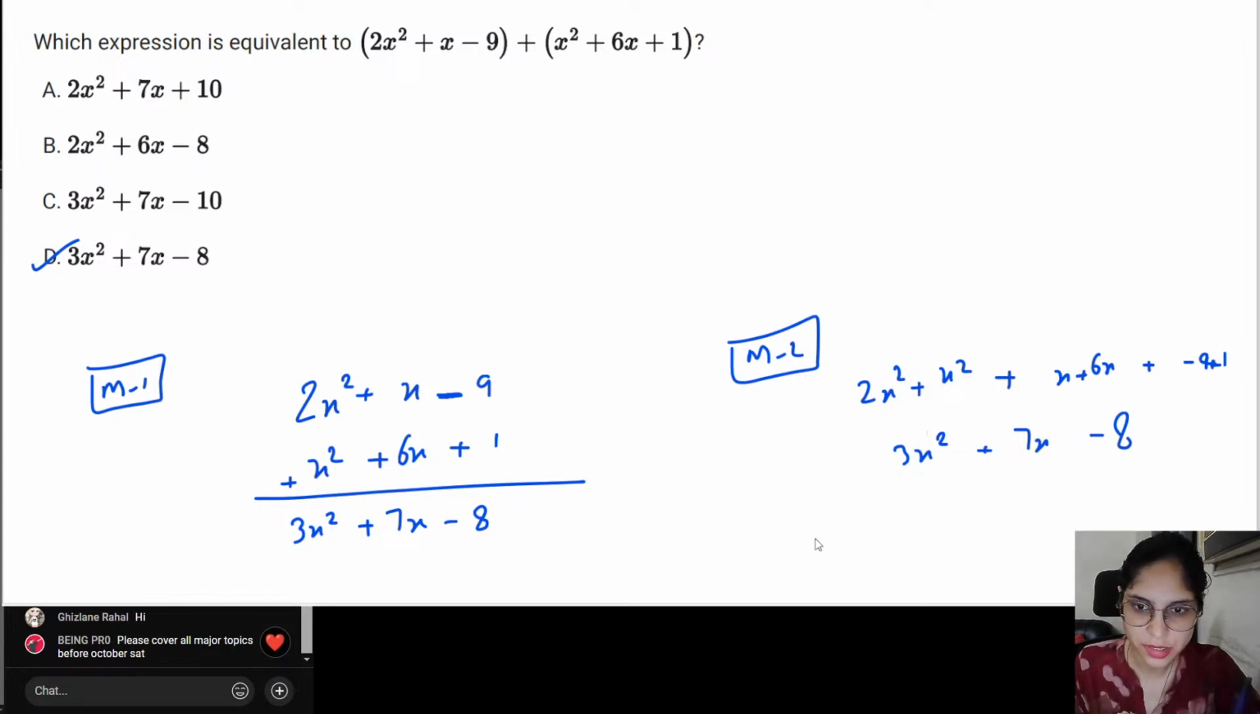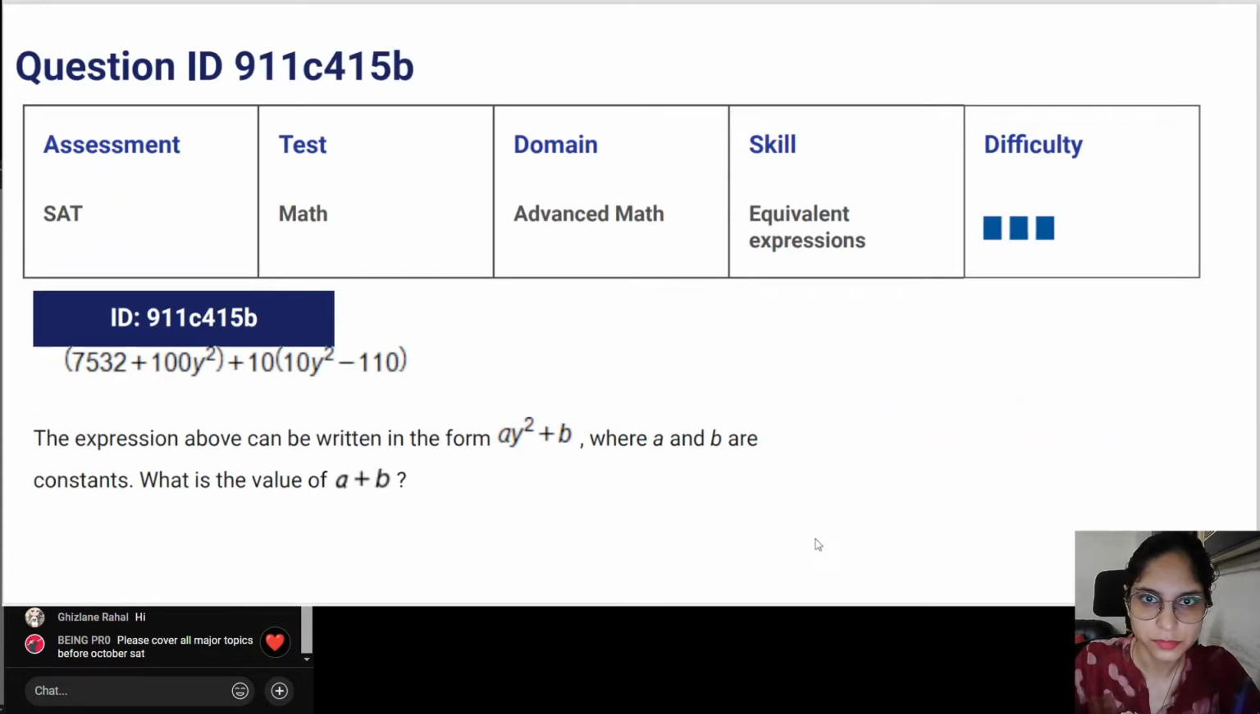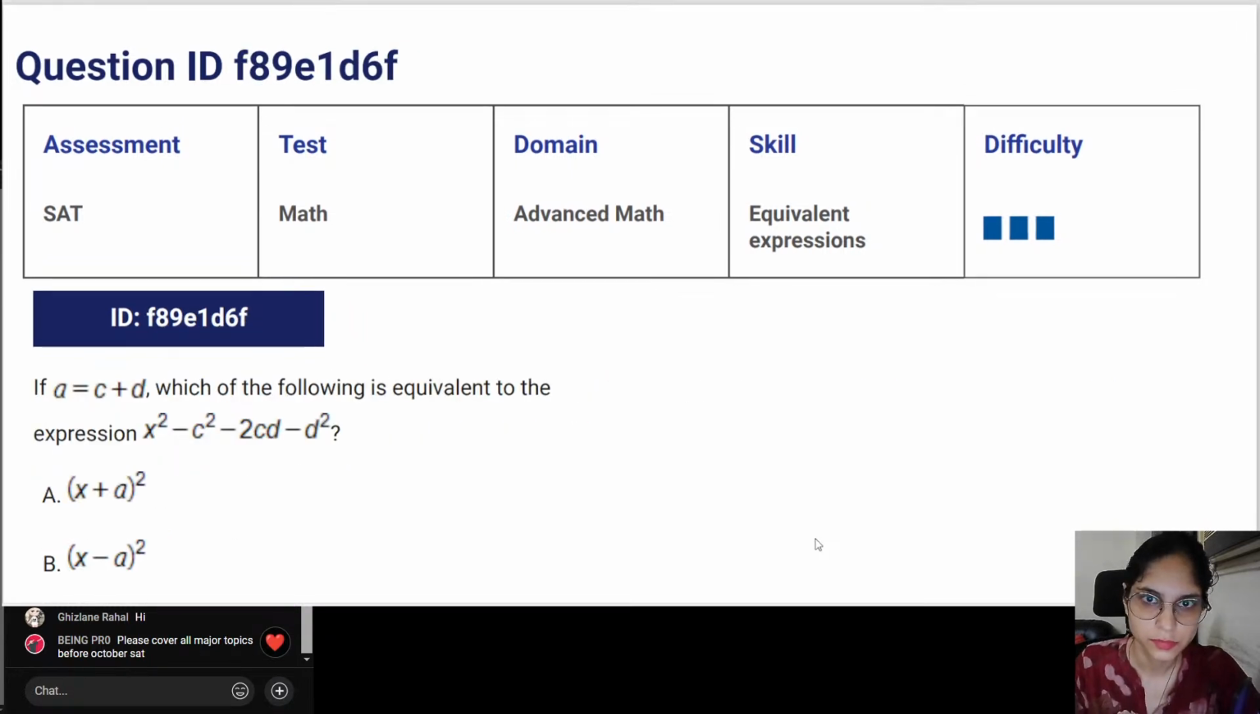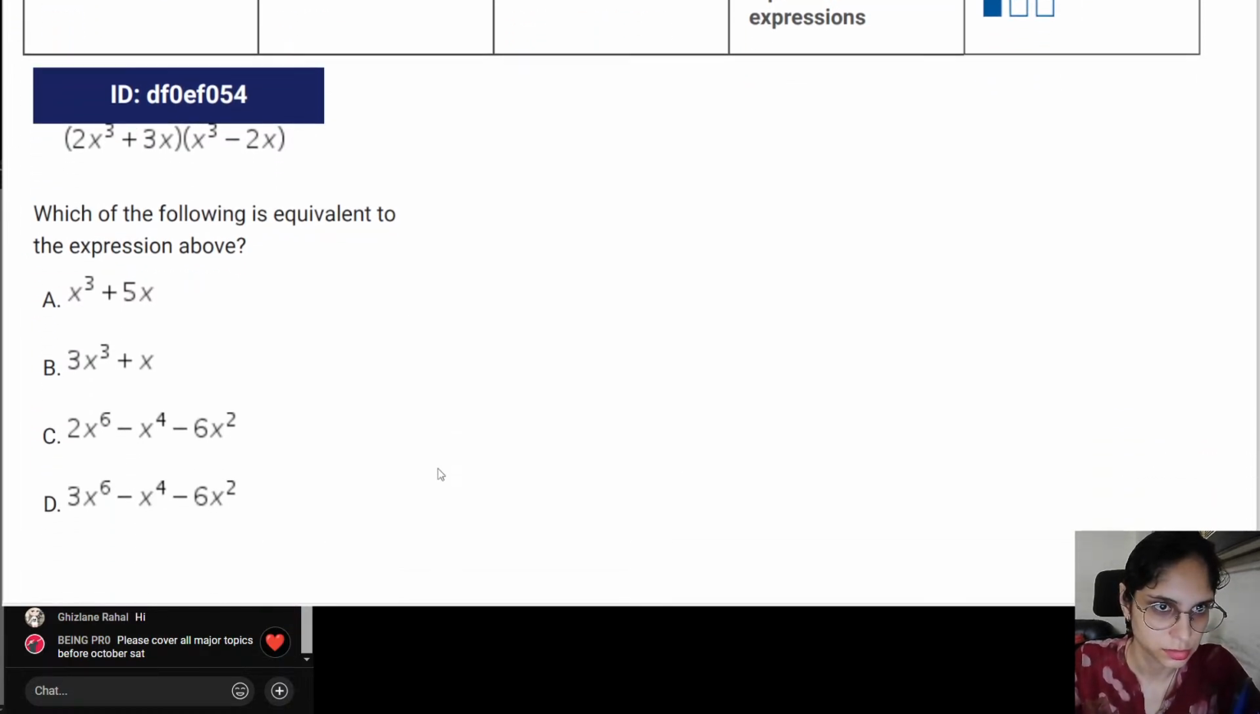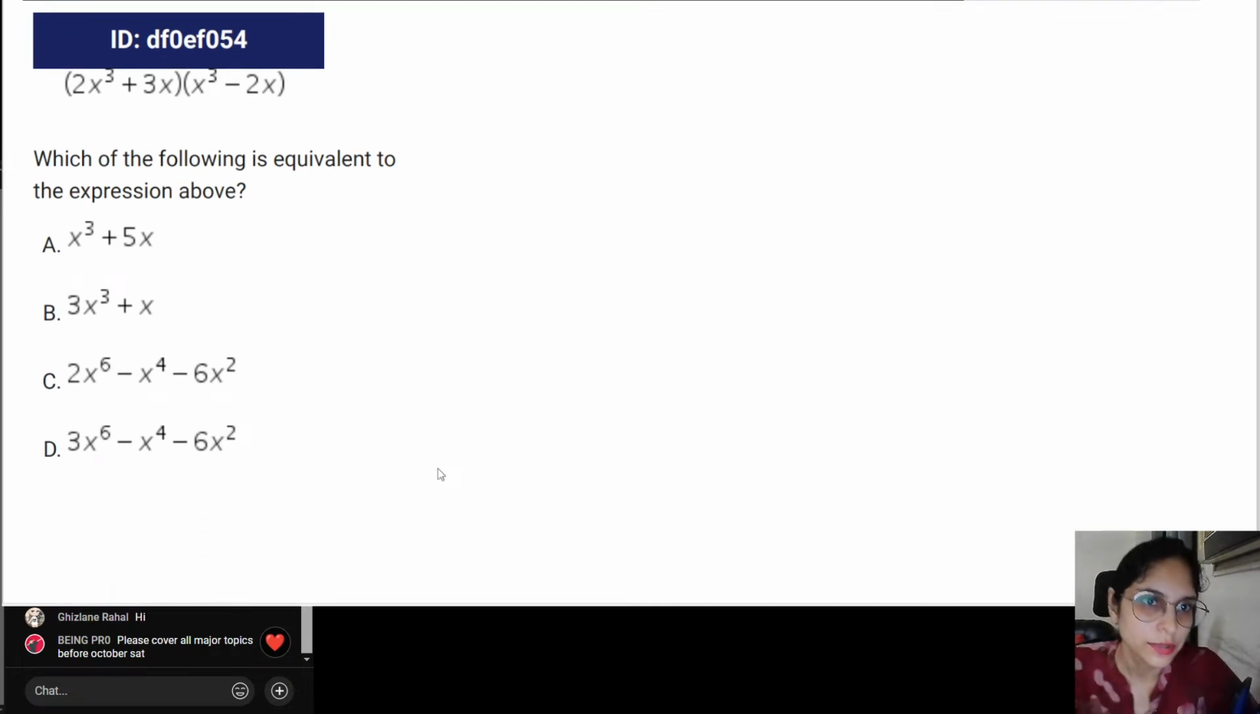After 52, we have 61, which is an easy question. Which of the following is equivalent to the expression above? Now you see this is multiplication of two binomials.